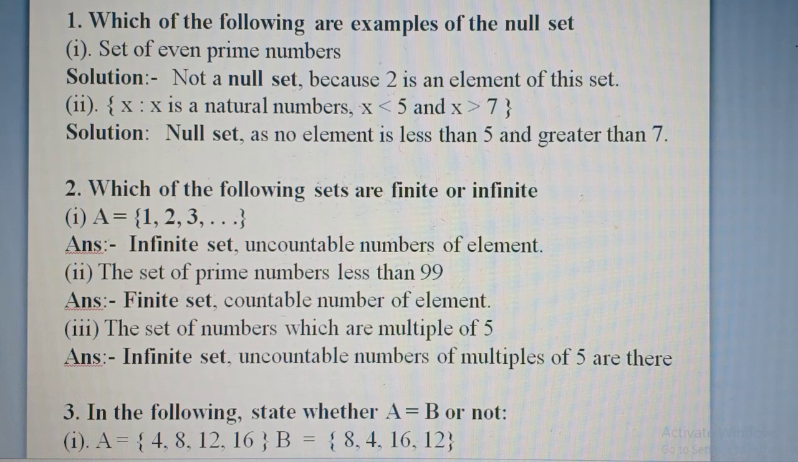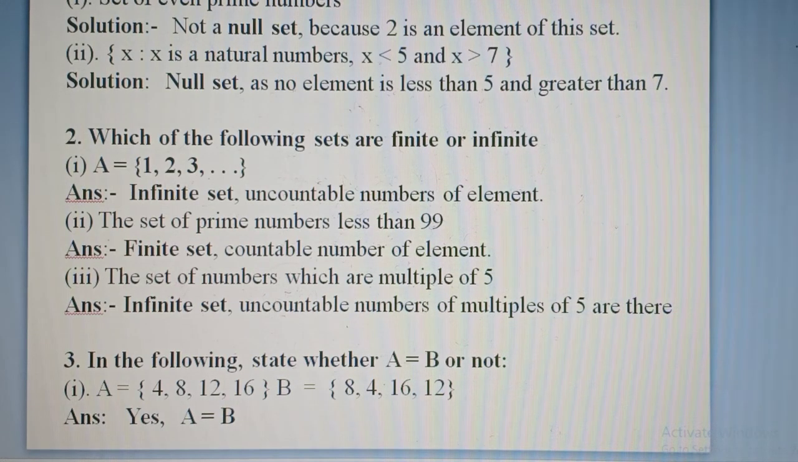Next one is the set of prime numbers less than 19. So obviously it is a countable number of elements present in that set, because you can collect the prime numbers less than 19, so it is a finite set. Third one, the set of numbers which are multiples of 5. It is an infinite set, because there are uncountably many multiples of 5 present.